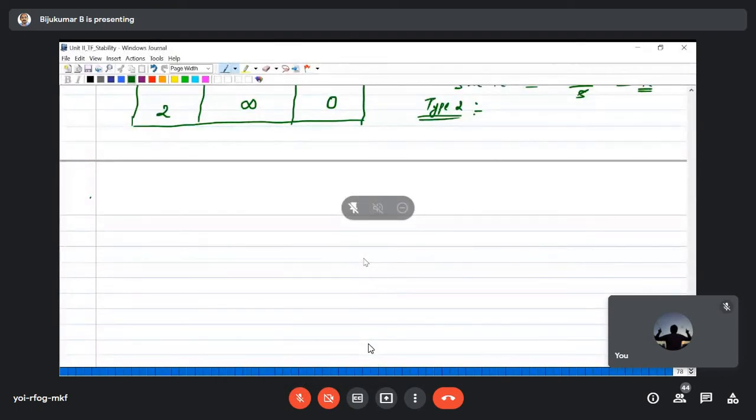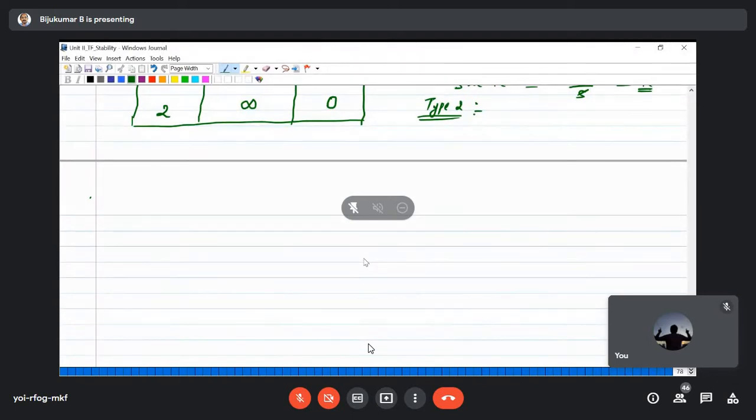For unit step input, we have observed that for type 0 system, the error is a finite value. If the type is 1 or more than 1, the steady state error becomes 0. And one more observation is steady state error can be calculated as 1 divided by 1 plus Kp, where Kp is the static position error constant, which is limit s tends to 0, G(s) multiplied by H(s), right?